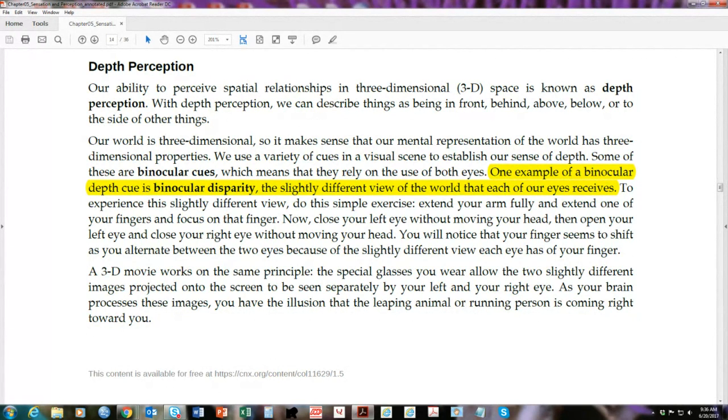So what that means is there's a slightly different image on the retina of each eye, and your brain is comparing these images, and the comparison of these images gives the brain a number of cues to determine how far away that finger is that you're looking at. So binocular disparity is just the idea that there is a slightly different image projected onto the retina of your left eye versus your right eye.